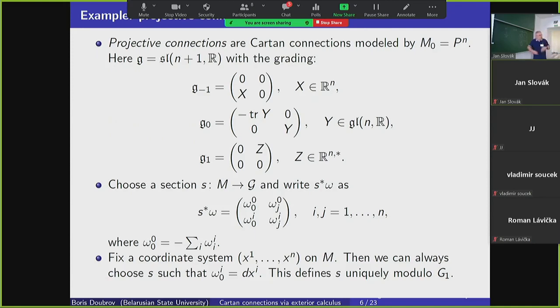Fixing a coordinate system, start applying your gauge transformations. Gauge transformations are, as I said, really linear on the complement to G0, so they will be linear transformations on this part. So you can always find linear transformations that bring your -1 forms to this form, dx1, dx2, ..., dxn. We are trying to reduce the complexity of calculations with Cartan connections. In this particular case, instead of (n+1) squared minus 1 forms, we are left with n forms less. So we have a bit less. And this actually defines our section uniquely up to transition functions that would now take part only in G1.